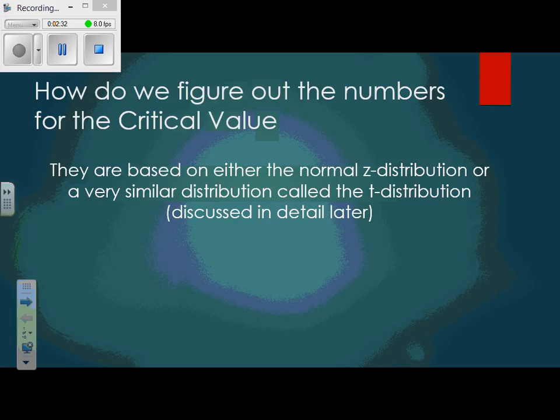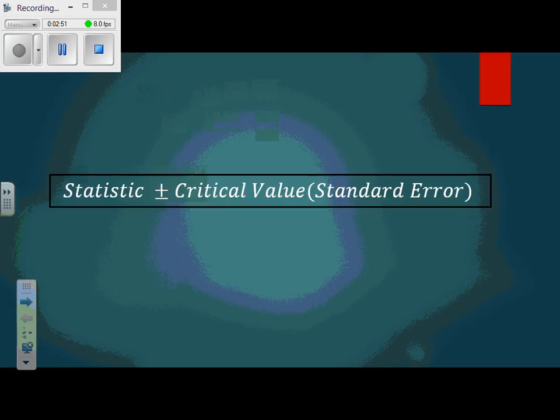Well, typically it's going to be based on a z distribution. So we could use an inverse norm function to figure this out, or a very similar distribution, which is called the t-distribution or a t-table. And we'll actually discuss this later in detail as we keep working through this unit. So again, statistic, x bar, p hat, I'm going to add a little bit and subtract a little bit.